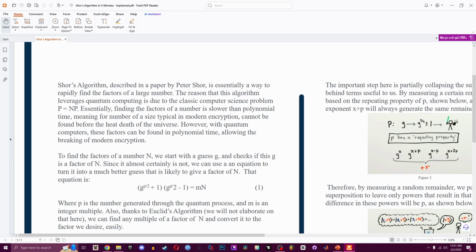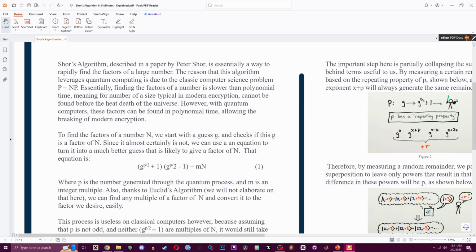So essentially, Peter Shor wrote a paper back in the 90s to rapidly find the factors of a large number. He came up with a method using quantum mechanics to do this. The reason this is so important is essentially the computer science problem P equals NP. Some algorithms are in polynomial time and some are not. And for the ones that aren't, for a sufficiently large input, we can't calculate what we want before the heat death of the universe, which is something that Peter Shor is trying to solve using quantum mechanics.